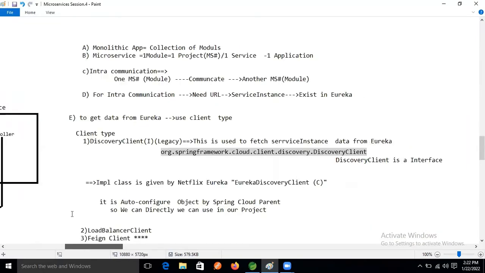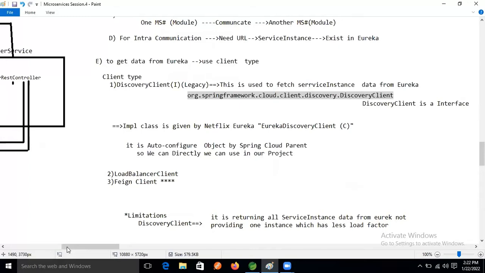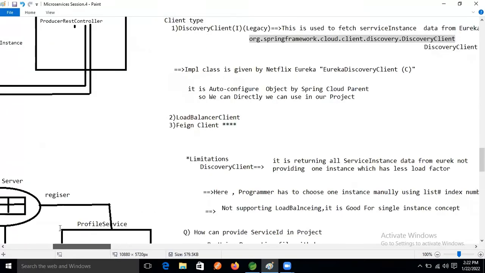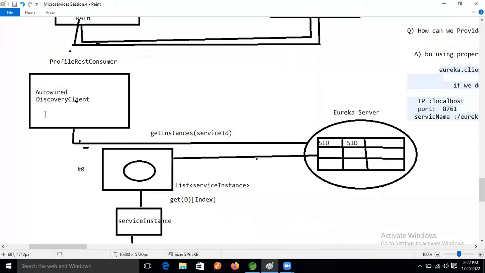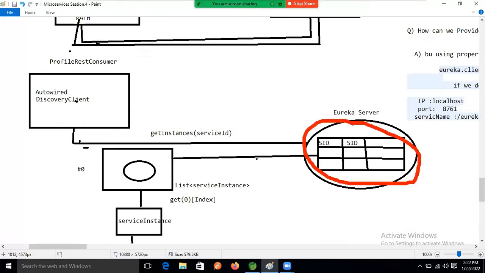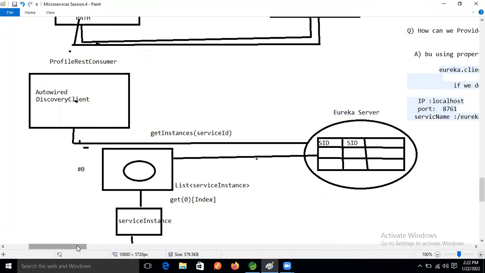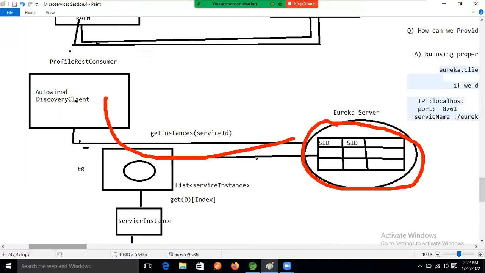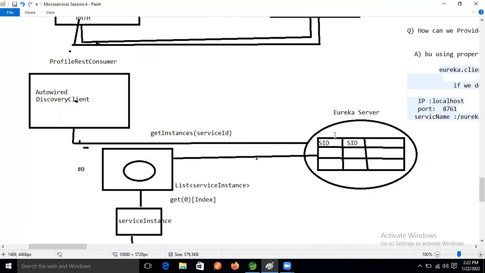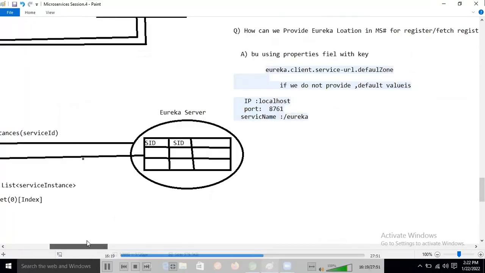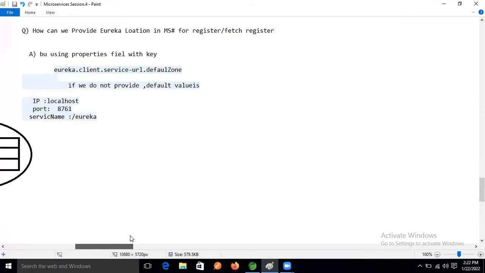Now here, the load balancer. Using the Eureka discovery client, we are fetching the instances from the Eureka server. In the same way, using the load balancer client also, we are fetching the instances from the Eureka server only, right? Yes, good.